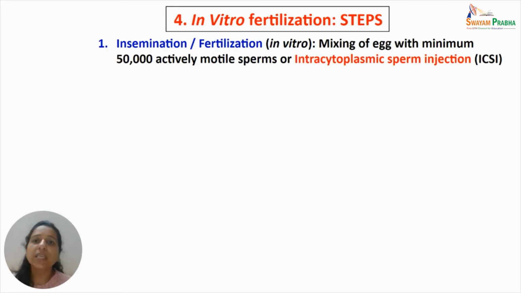The first step is insemination or fertilization, which is done in vitro, that is in the petri dish. During insemination step, the eggs are mixed with minimum 50,000 actively motile sperms, the sperms that have been collected from the supernatant after the step of capacitation. Or the fertilization may require a single sperm also, as is the latest variant of IVF, which is known as intracytoplasmic sperm injection. We'll take up this ICSI later on.